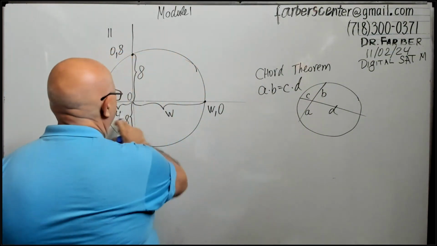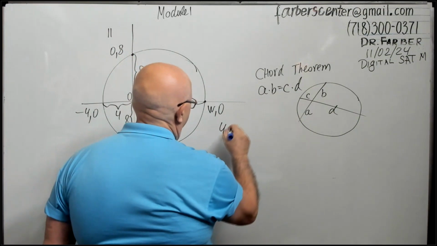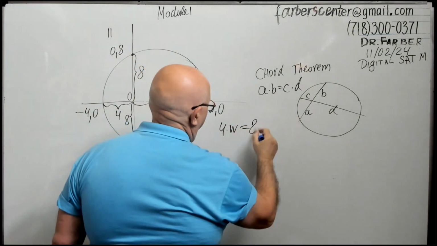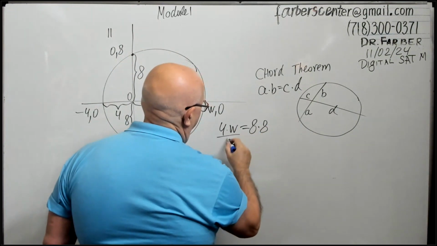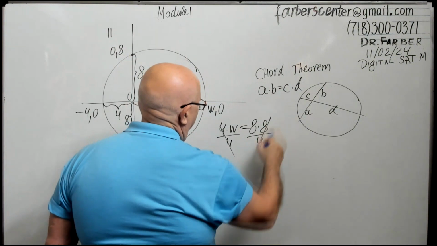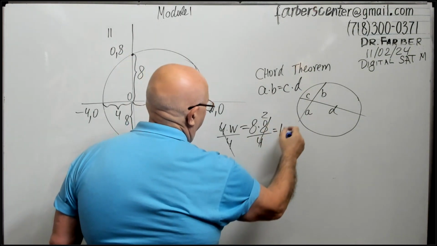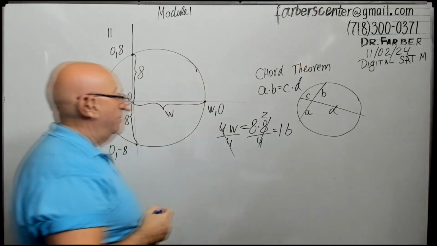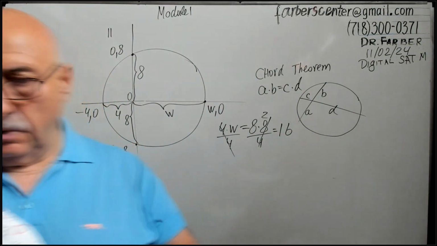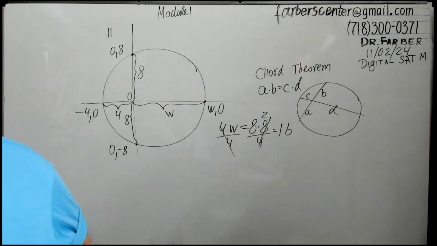So 4 times W equals 8 times 8. Divide both parts by 4. 4 goes into 8 2 times. W equals 16. Who understands this 100%, students? 100. Keep in mind, this is a very important theorem.